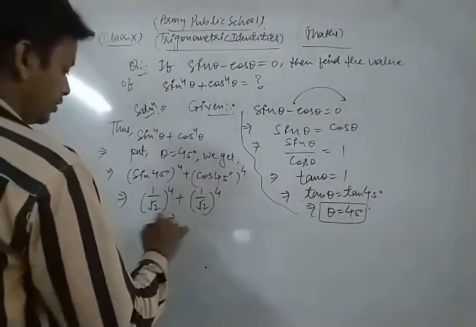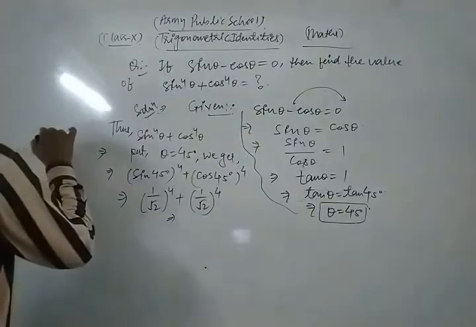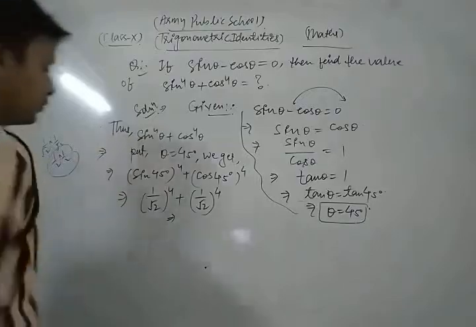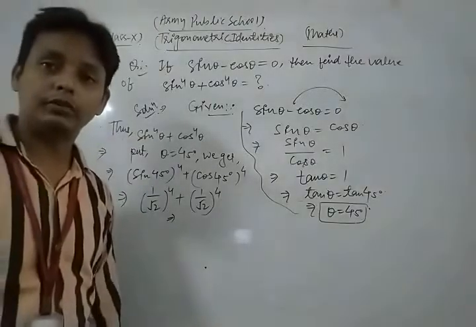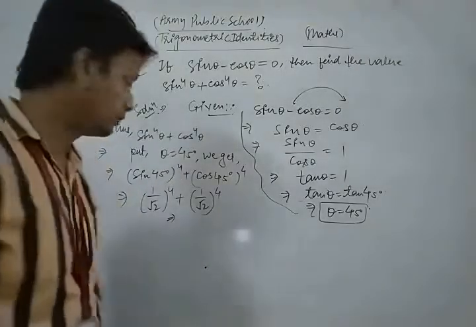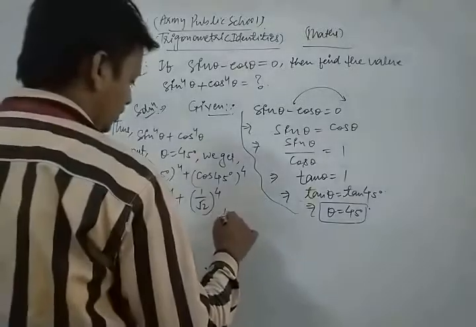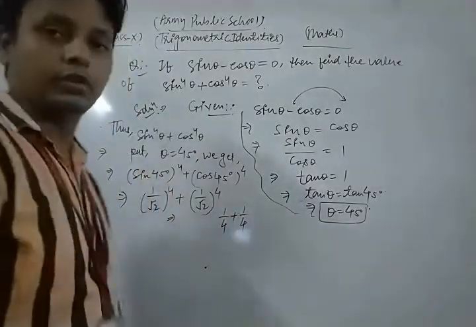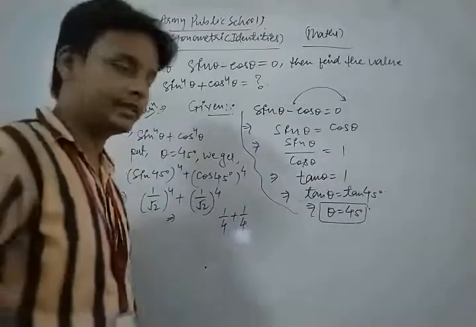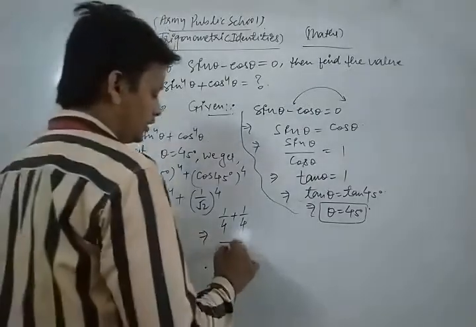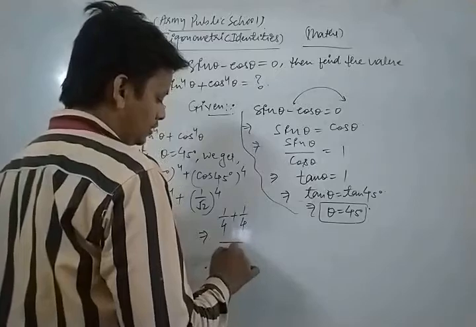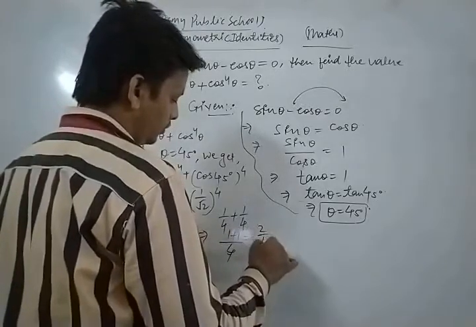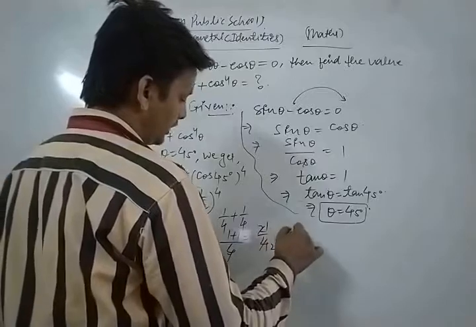So we get what? 1 upon under root 2 into 1 upon under root 2 is 1 upon 2, 1 upon 2 into 1 upon 2 is 1 upon 4. Means the value of 1 upon under root 2 to the power 4 is 1 upon 4. So 1 upon 4 plus 1 upon 4. Now we take their LCM. So their LCM is what? 4. So we get 1 plus 1, that is 2 upon 4. 2 ones are 2, 2 twos are 4. So that is 1 upon 2.